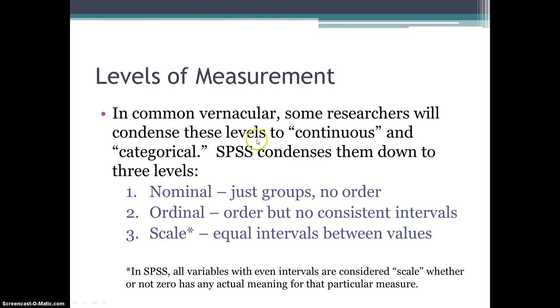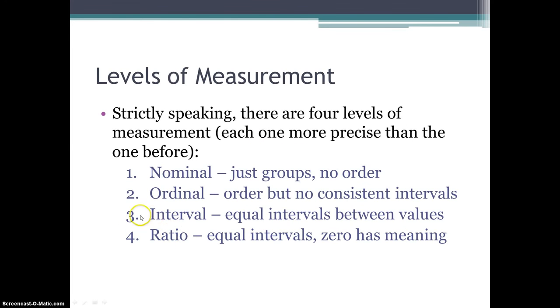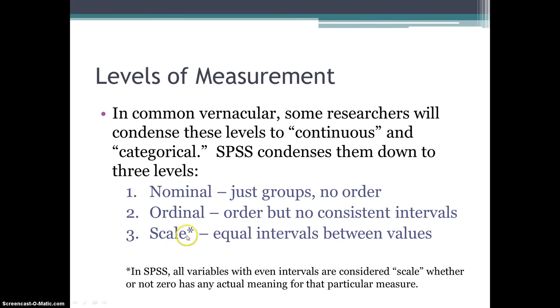In SPSS, they condense the bottom two. Instead of having interval and ratio, they just turn them both into scale. Sometimes people will just say continuous and categorical, and they'll refer to nominal variables as being categorical, and they'll just call all of these continuous. Although maybe not the best way to think of it, I'll see these terms used a lot, continuous and categorical. You'll probably hear me using those at later points during the class.